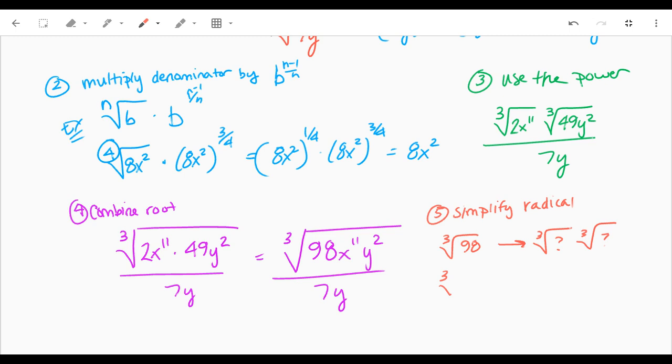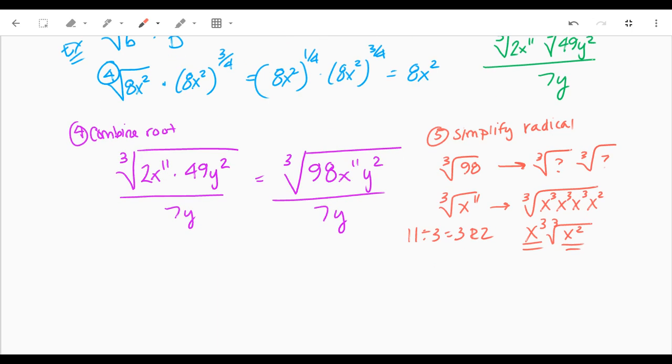The cube root of x to the 11, remember we can write that as the cube root of x cubed, x cubed, x cubed, x squared. So we can get an x cubed out of there and then leave 2 of them in there. Remember the other way we talked about: 11 divided by 3 is 3 remainder 2. So we can take out 3 x's and we have to leave 2 in there. And then y squared, we can't simplify the cube root of y squared because 3 is bigger than 2.